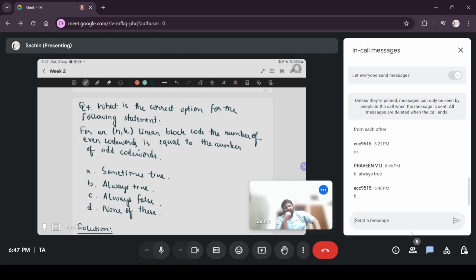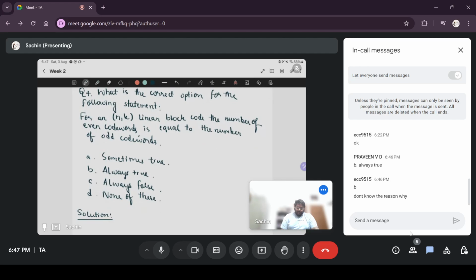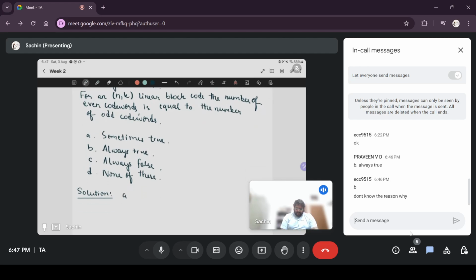If there are both even and odd code words, then it is true. But it is possible that you have only even weight code words. That is also possible. So if you have only even weight code words, then the number of even code words won't be equal to the number of odd code words. So it is only sometimes true. There do exist codes where all the code words have even Hamming weight. So the answer is sometimes true.